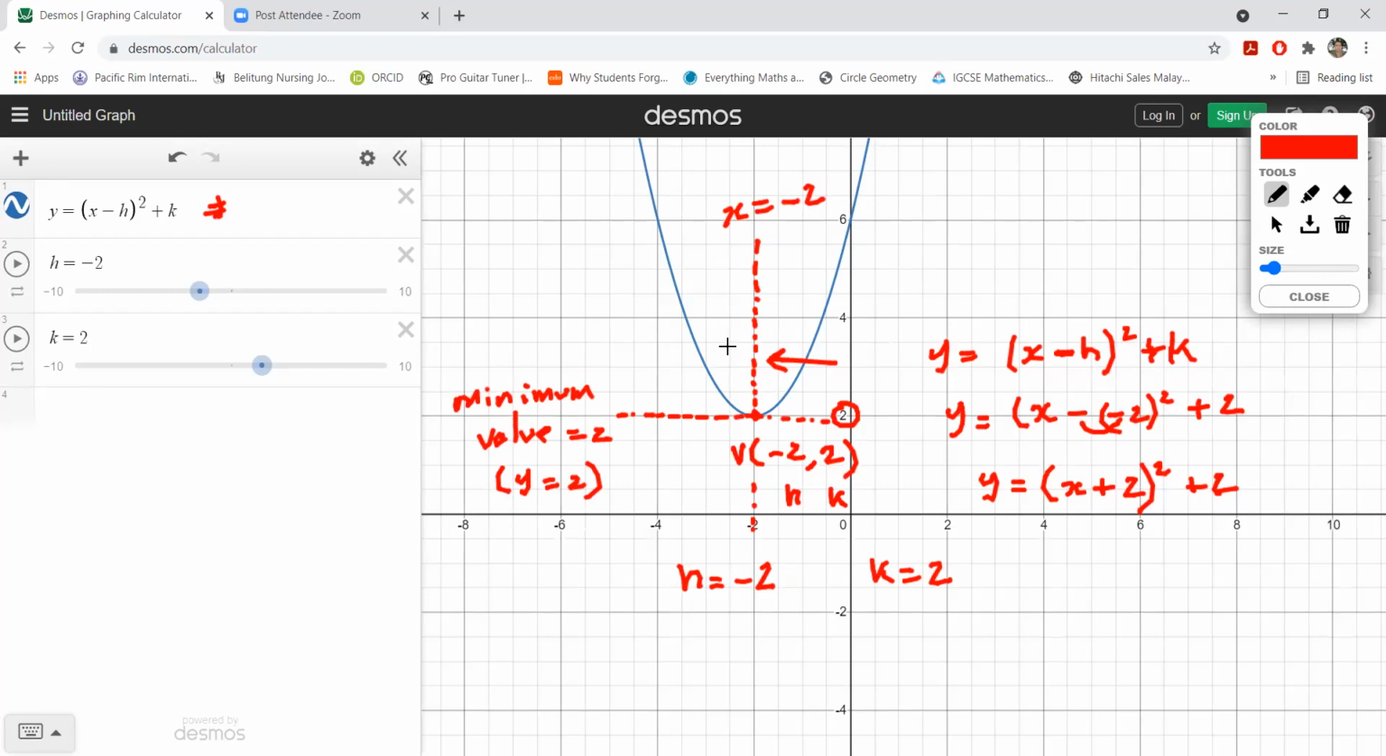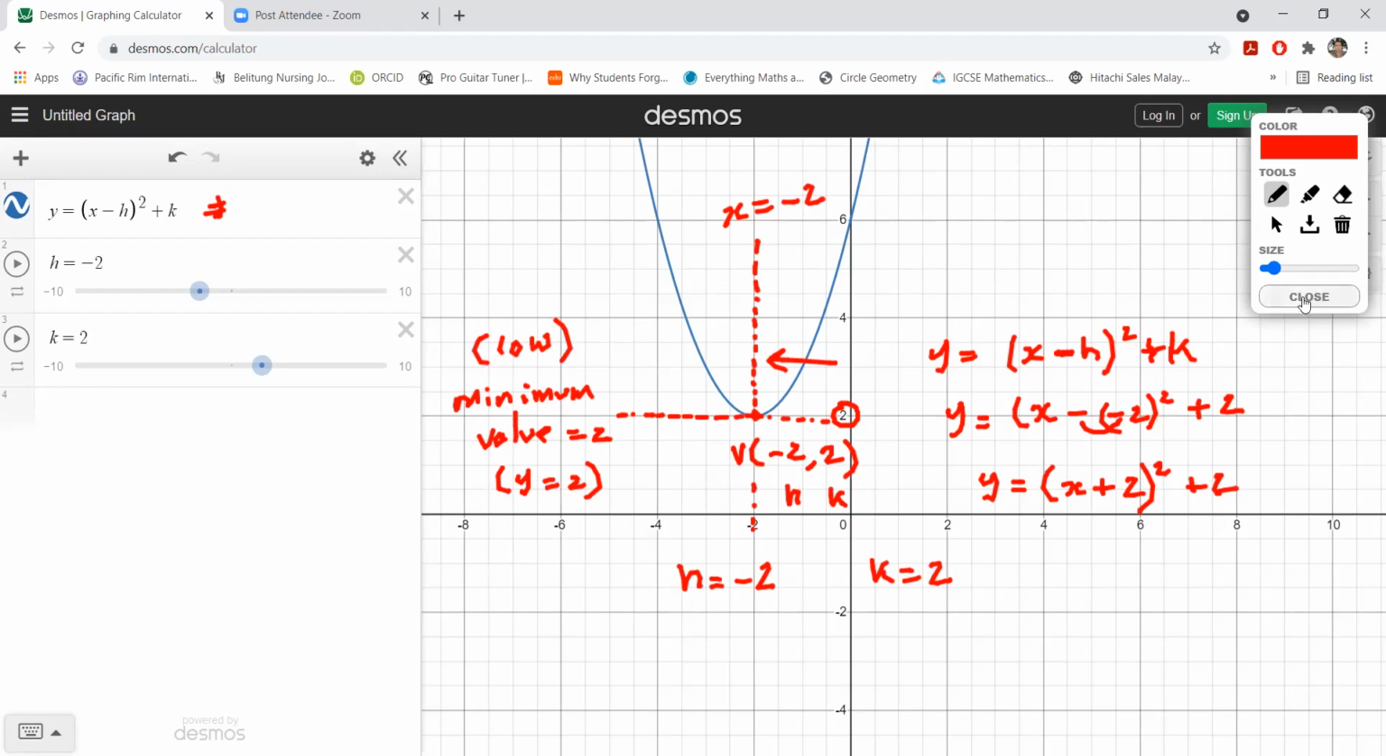It always refers to the y-axis. And it's not a maximum because it opens upwards. So it's a minimum point, a low point, not a high point. Okay, so let's try one more.